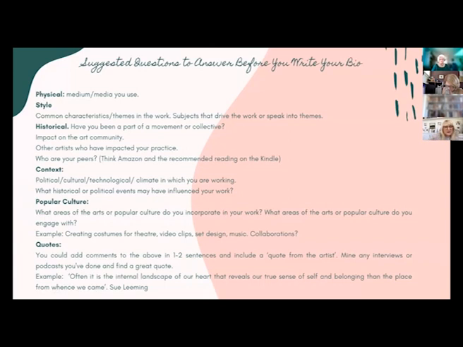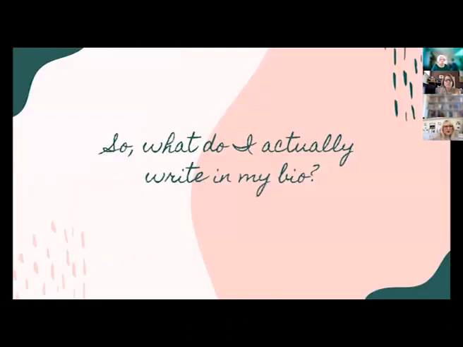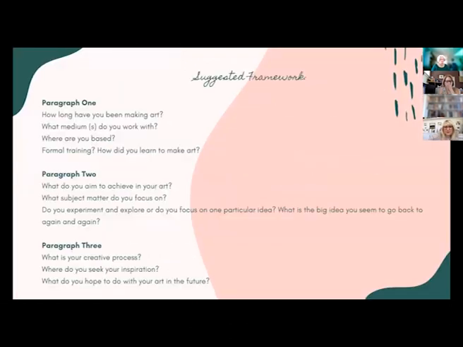How do you edit this down? What you include and exclude becomes a very important process. So use a highlighter pen and distill it down. Now, there's a suggested framework on one of the slides, if you'd like to click to that one. The suggested framework for a bio, maybe where it's got paragraph one, paragraph two. Keep going.